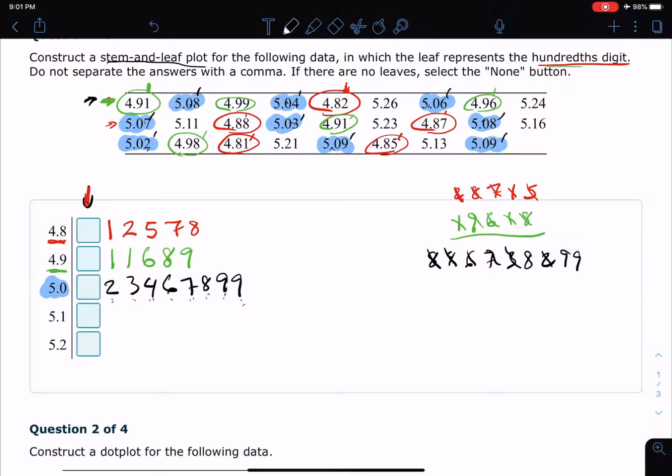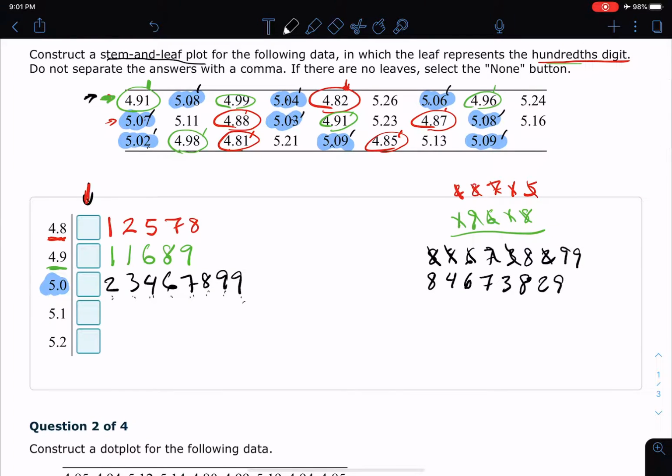So I had an 8. Let me just write this down again. This is where we get messed up. I had an 8, a 4, a 6, a 7. I'm just trying to record them again. A 3, an 8, a 2, a 9, and a 9. That's 1, 2, 3, 4, 5, 6, 7, 8, 9 items. What the heck am I missing?